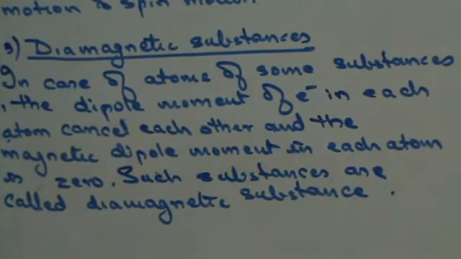Right, so do you understand what diamagnetic substances are? These are those substances in which the vector sum of the magnetic dipole moment due to the spin motion and due to the rotational motion of the electron is 0. Fine. Now let us see how they behave if they are diamagnetic substances.